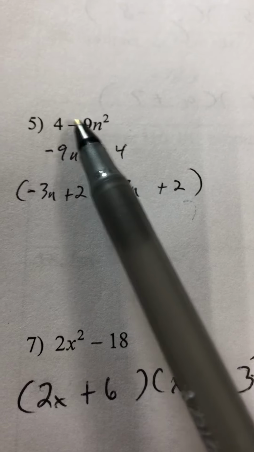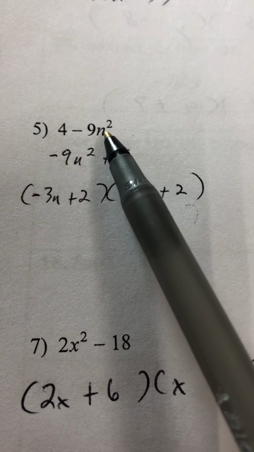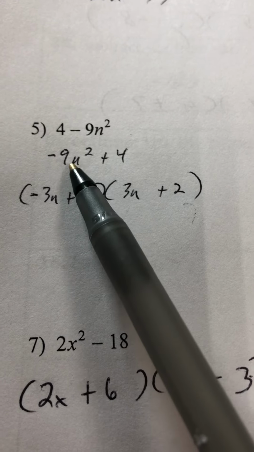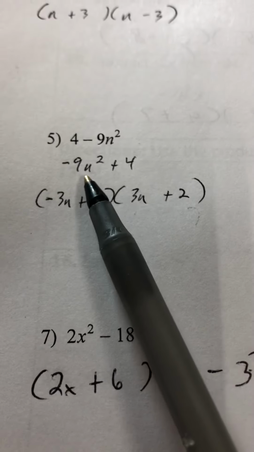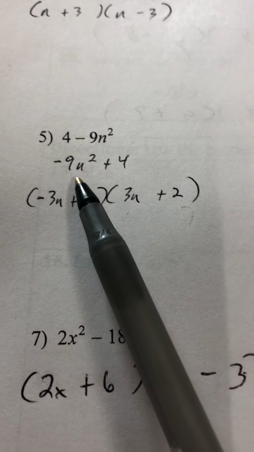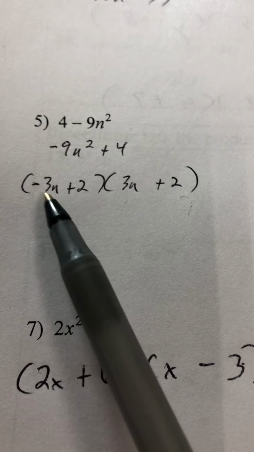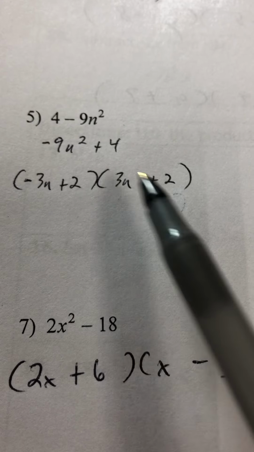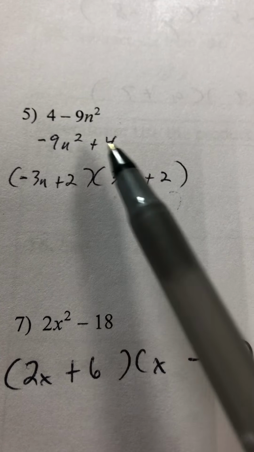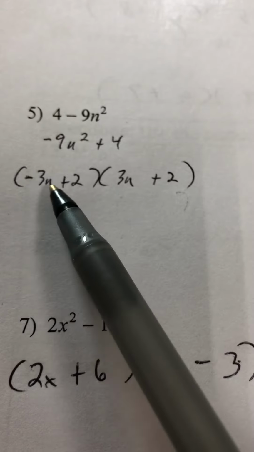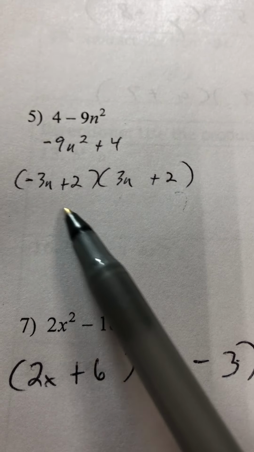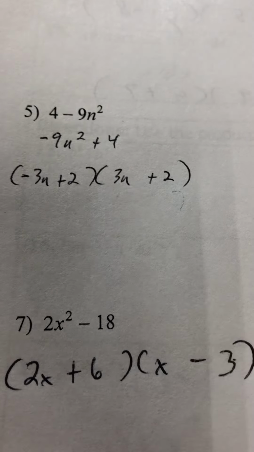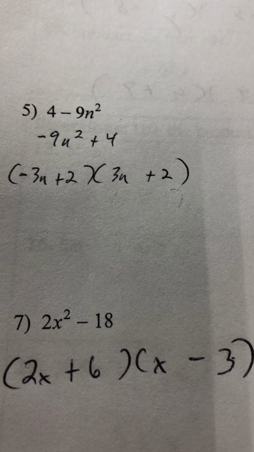Now this one, I had the n squared last, so I just rewrote it with the n squared first. And I have a negative 9. So negative 9 can be split up into negative 3 and a positive 3. And then I have a positive 4, so I have a couple positive 2's. 2 times 2 is 4. Notice, though, when I do the outside, I get a negative 6n, and the inside a positive 6n. That would cancel out. So that's the way to do it.